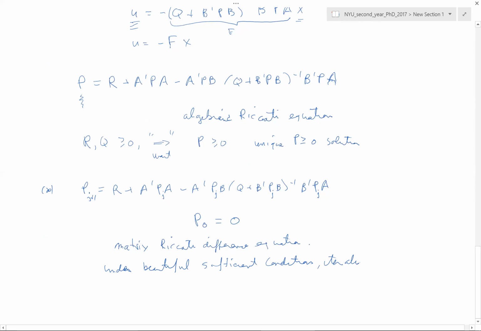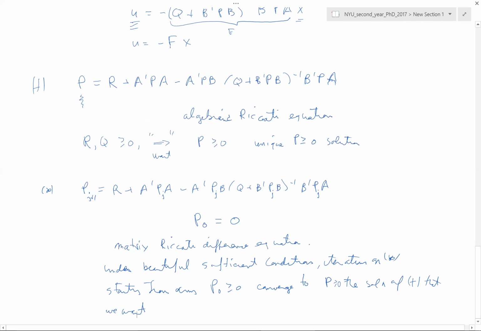iterations on star starting from any P0 greater than or equal to 0 converge to P, the solution of dagger. The solution of dagger that we want.